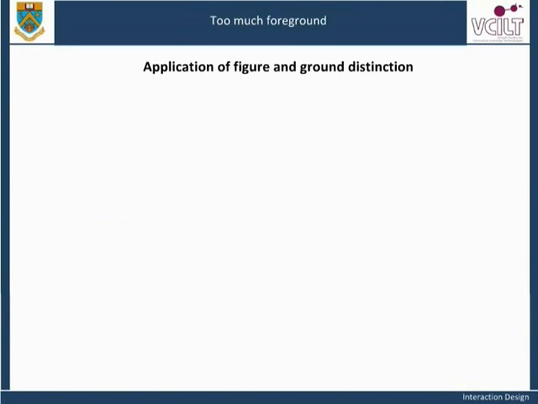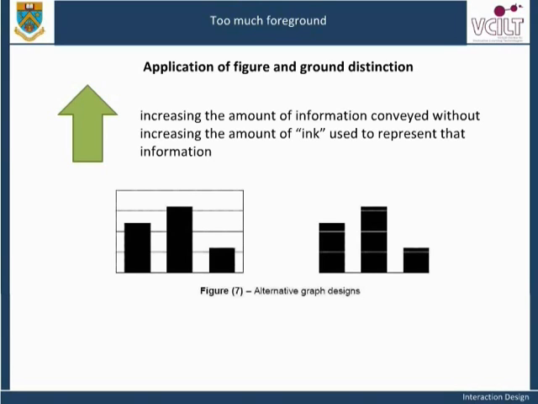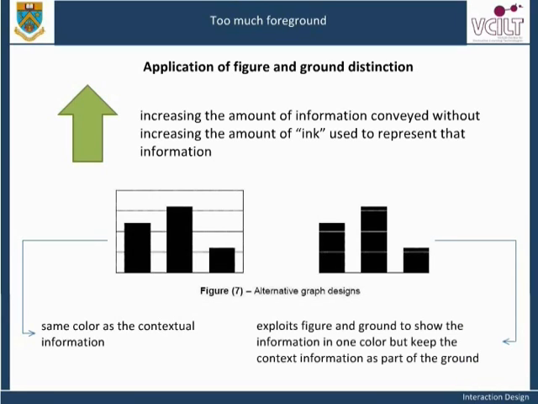Another application of figure and ground distinction is increasing the amount of information conveyed without increasing the amount of ink used to represent that information. Often, computer graphics can become cluttered and hard to read because the designer is trying to convey a lot of information in a small space. To illustrate the point, consider the graph on the left. Here the information being presented, as represented by the height of the bars, is drawn in the same color as the contextual information, the lines of the graph. The graph on the right, however, exploits figure and ground to show the information in one color, but keep the context information as part of the ground.